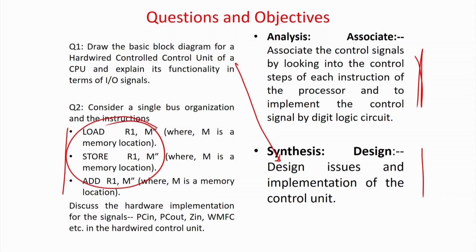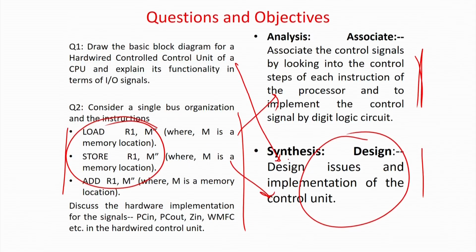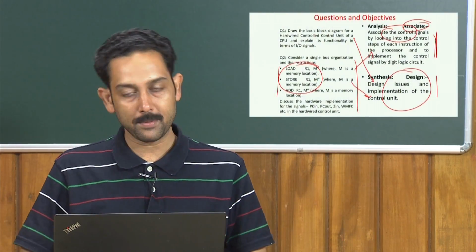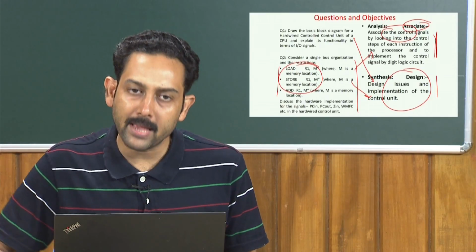If you are able to solve this question, of course you are meeting both the objectives, because the second objective is the design objective, where you are asked to design a finite state machine based controller for a given set of macro instructions. And of course you also need good analysis skills, because you have to associate different control signals with different micro instruction steps. So if you are able to solve this, your job is done. With this we come to the end of this unit.